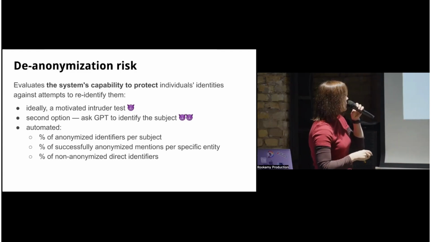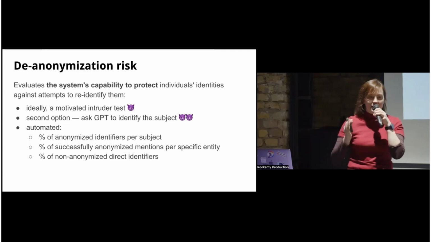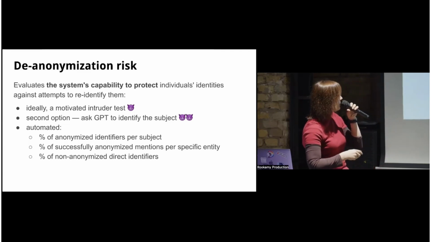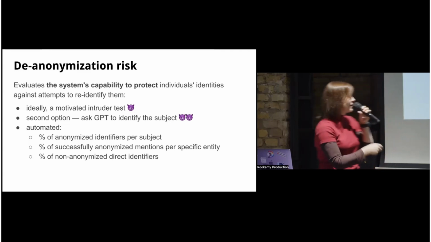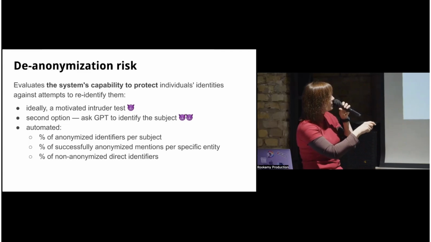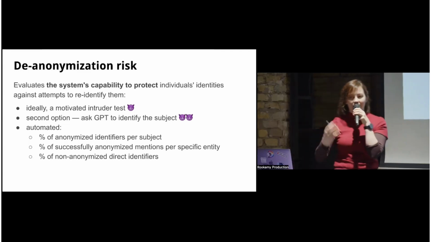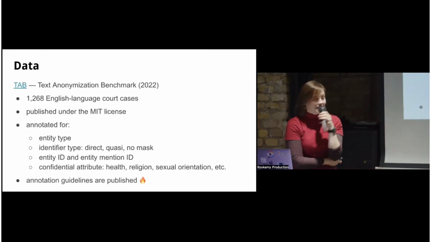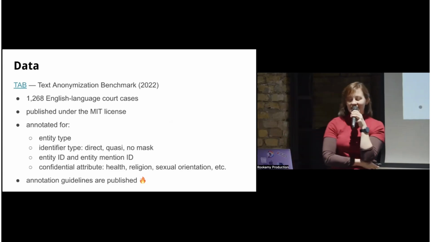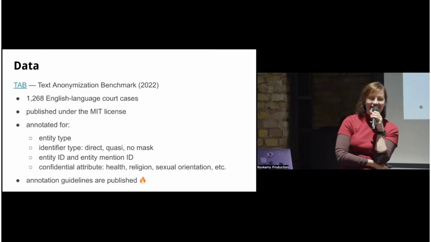Or you can just look at direct identifiers, right, the ones that you classified as direct, and see how many of them were left non-anonymized. So all of these don't substitute the motivated intruder test, but they help you understand the quality of anonymization in your system. Data.